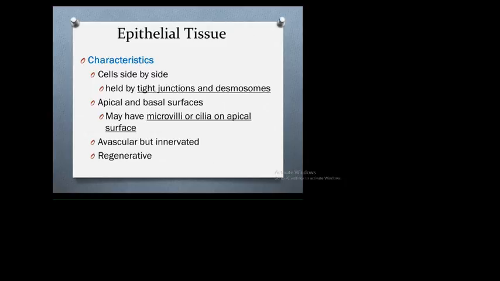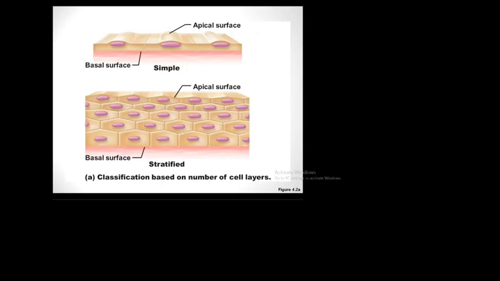All right, last thing I'll cover on this slide is that we have microvilli or cilia on the apical surface. What would you say is the apical surface, the top or the bottom? The top. Whereas the basal surface here, obviously, at the bottom, borders what? What's this down here in the pink? That's our connective.